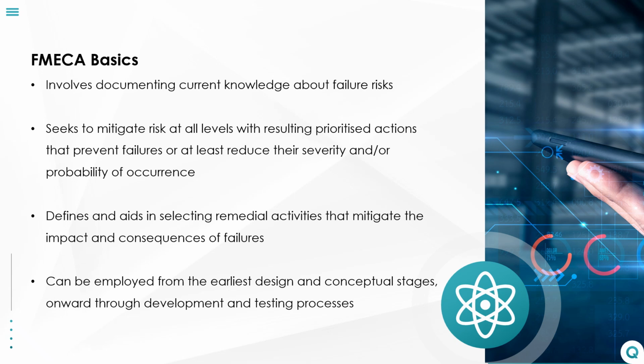The FMEA process involves documenting your current knowledge about failure risks. In essence, it seeks to mitigate risks at all levels with resulting prioritized actions that will prevent failures or at least reduce their severity and their probability of occurrence. It defines and aids in selecting remedial activities that mitigate the impact and consequences of failures. It can be employed from the earliest design stages all the way through development and testing processes.